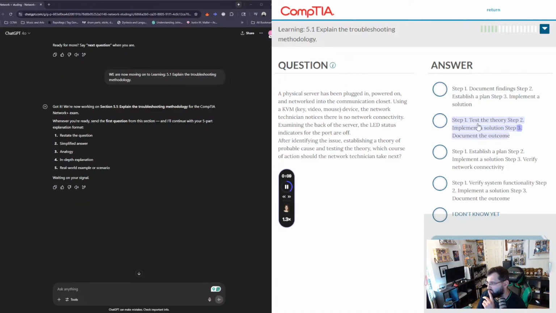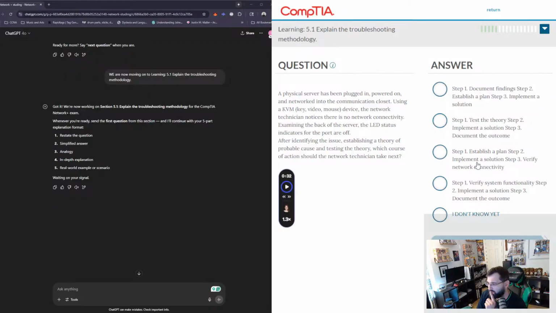Implement a solution. Step 3. Document the outcome. Step 1. Establish a plan. Step 2. Implement a solution. Step 3. Verify network connectivity. Step 1. Verify system functionality. Step 2. Implement a solution. Step 3. Document the outcome. I don't know when the documentation comes in.